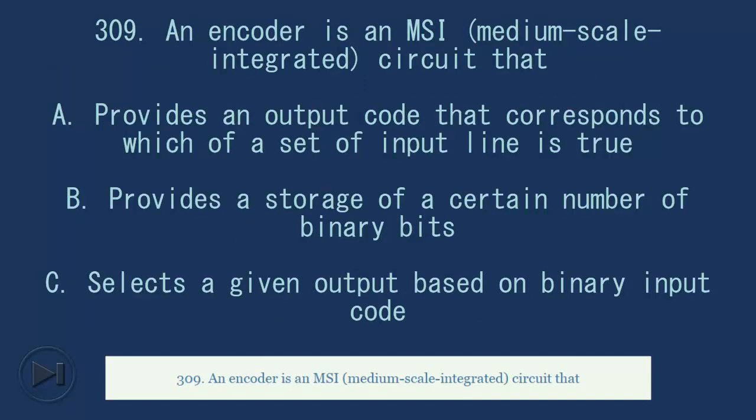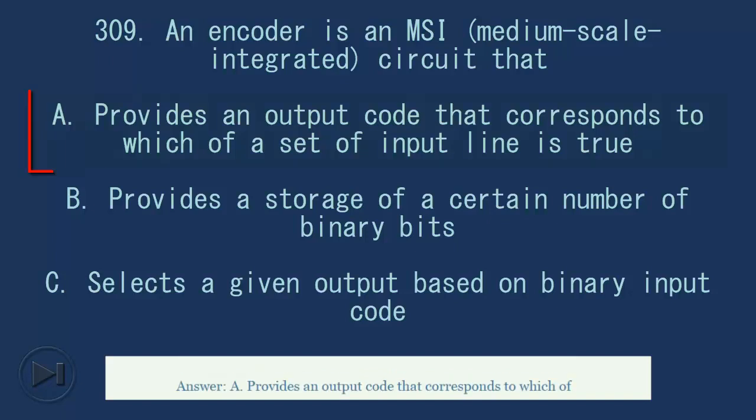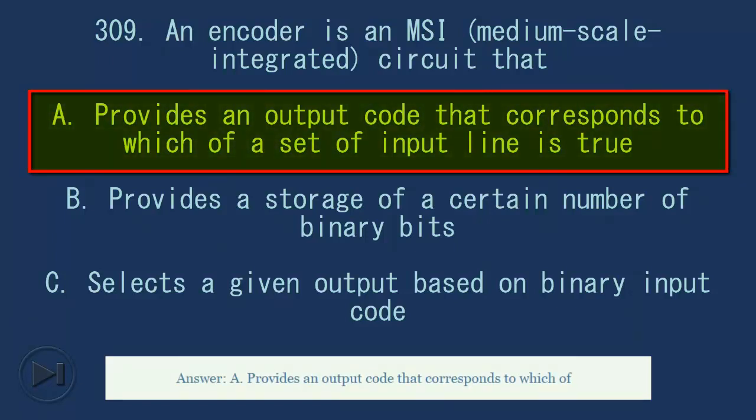309. An encoder is an MSI, medium-scale integrated, circuit that A. Provides an output code that corresponds to which of a set of input line is true. B. Provides a storage of a certain number of binary bits. C. Selects a given output based on binary input code. D. Provides for delivering one of 2 or more inputs to an output. Answer, A. Provides an output code that corresponds to which of a set of input line is true.